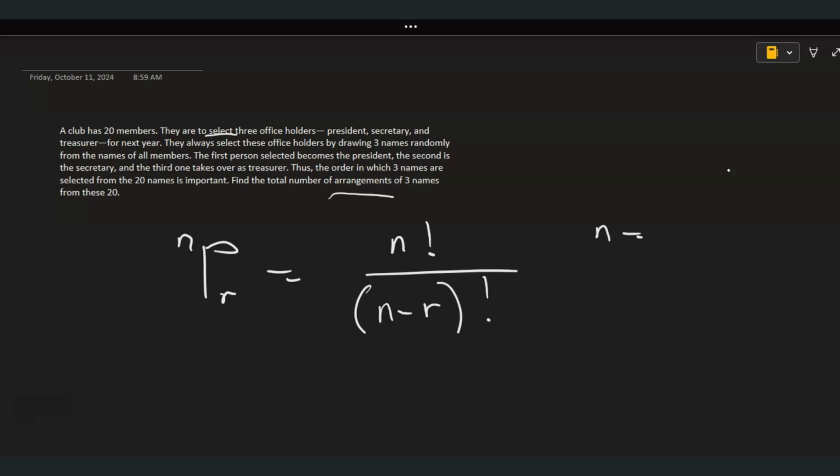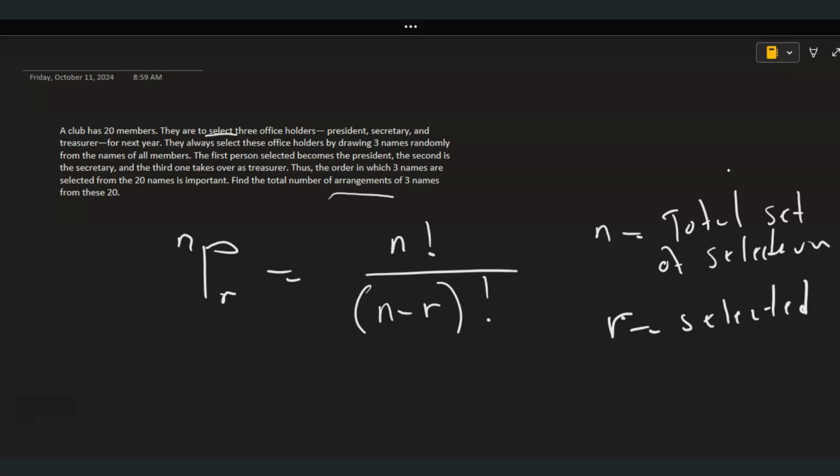So if we are talking about 20 club members here, 20 becomes your n, right? So the total set of selections. Then we have r as our selected items. The ones we are picking become our r.